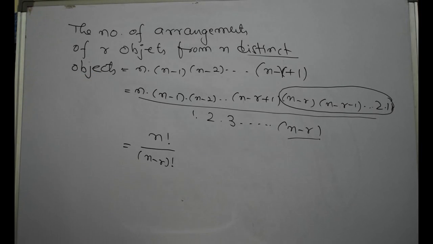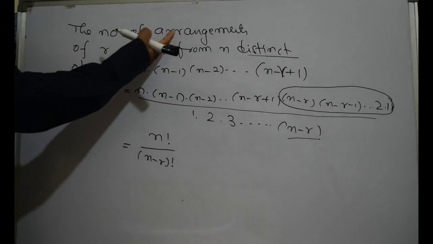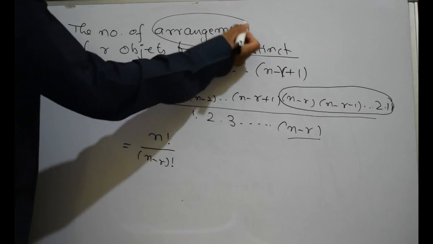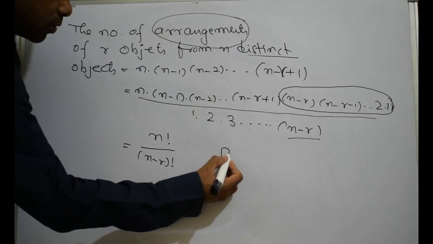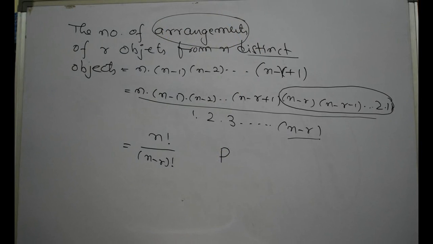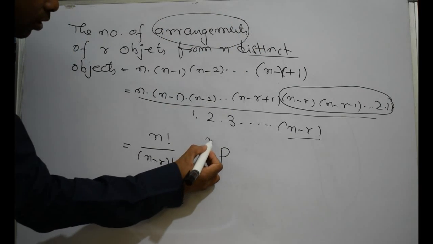I am going to give you a standard notation for n factorial by n minus r factorial. What is n factorial by n minus r factorial? Number of arrangements. Nothing but number of what? Permutations. So number of permutations, P. I use the letter P from permutations. And how many objects are given to you? N objects. So I'll write that n here.